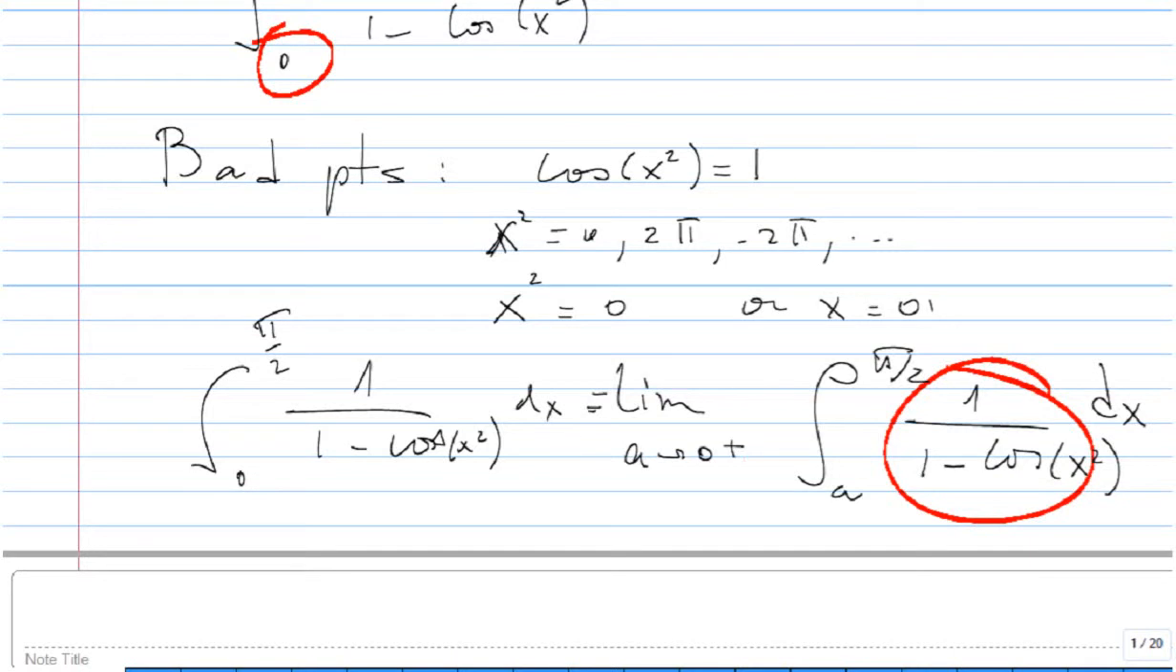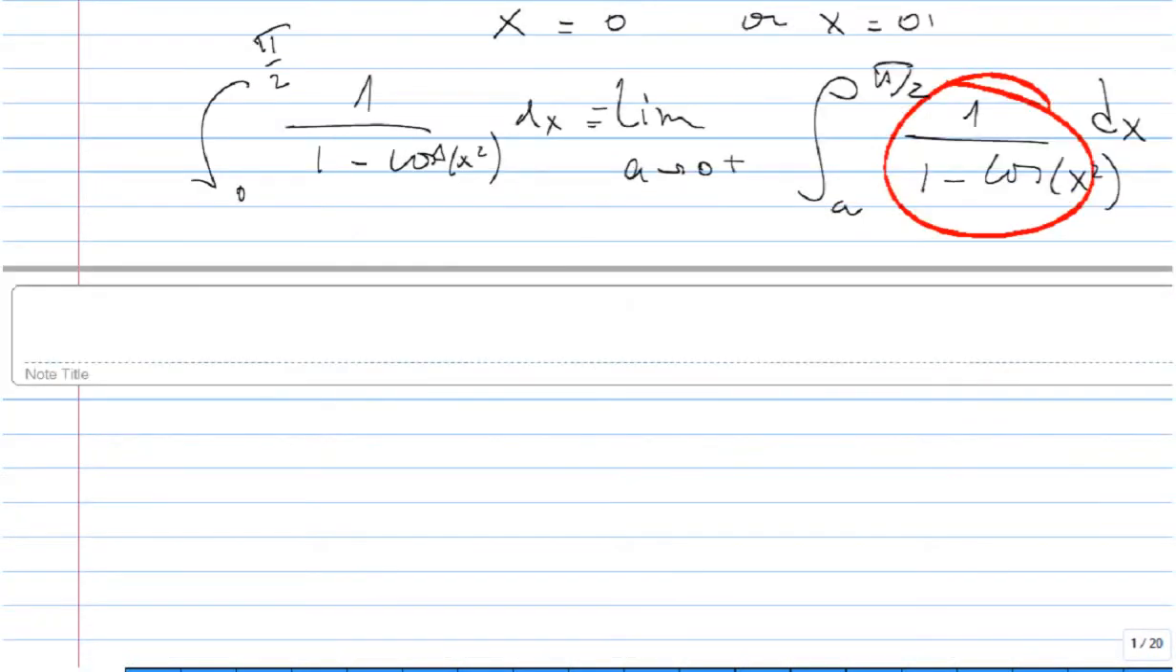This function cannot be integrated. This is one of these functions that you can't integrate. So this definition will not work. So now we have to use tests of convergence, and the best one in this case is the limit test.